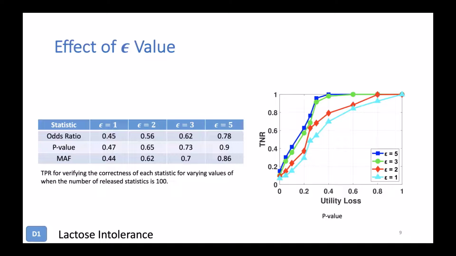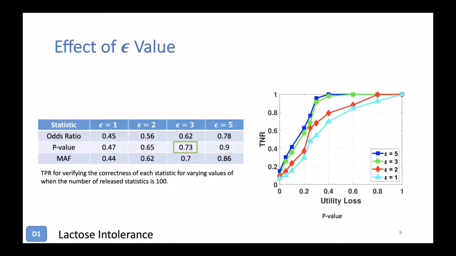First, we study the impact of the epsilon value, the amount of noise added to the original dataset via randomized response, on the true positive rate and true negative rate values. In the table, we show the true positive rate values for each statistic with varying values of epsilon in lactose intolerance. We observe a true positive rate of 0.73 for p-value when epsilon is equal to 3. This means that the verifier can correctly classify 73 out of 100 p-values provided by the researcher.